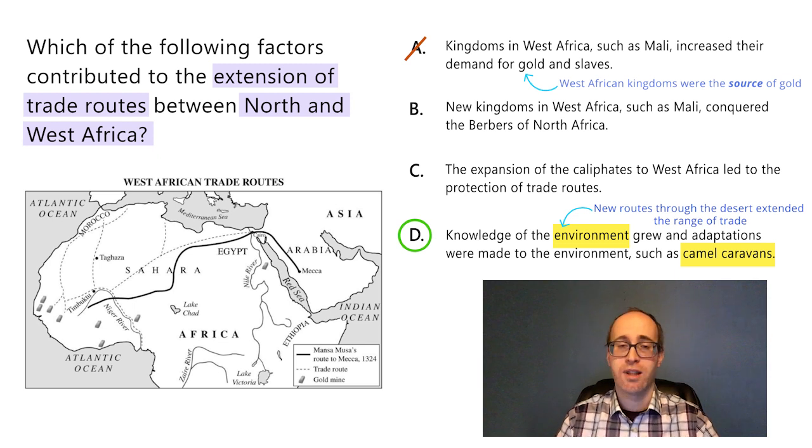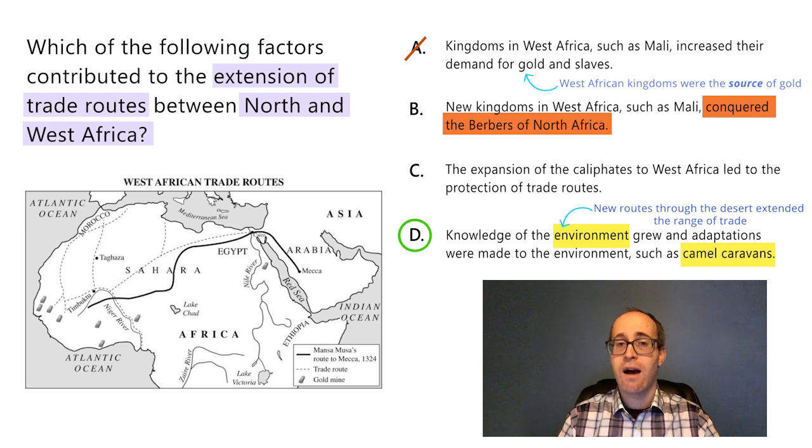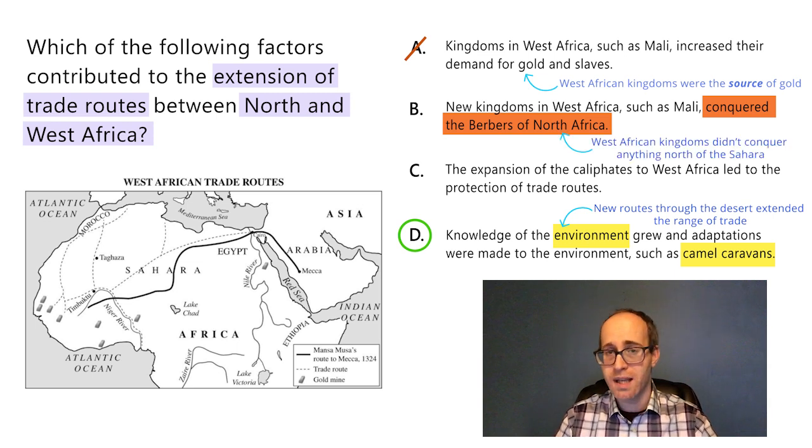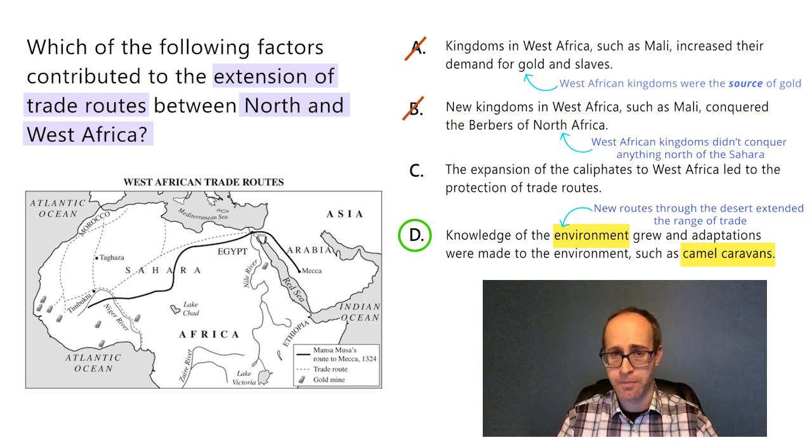Choice B claims that the West African kingdoms conquered the Berbers of North Africa. Now, that would be north of the Sahara Desert, and the West African kingdoms did not conquer anything north of the Sahara, so choice B is factually incorrect.